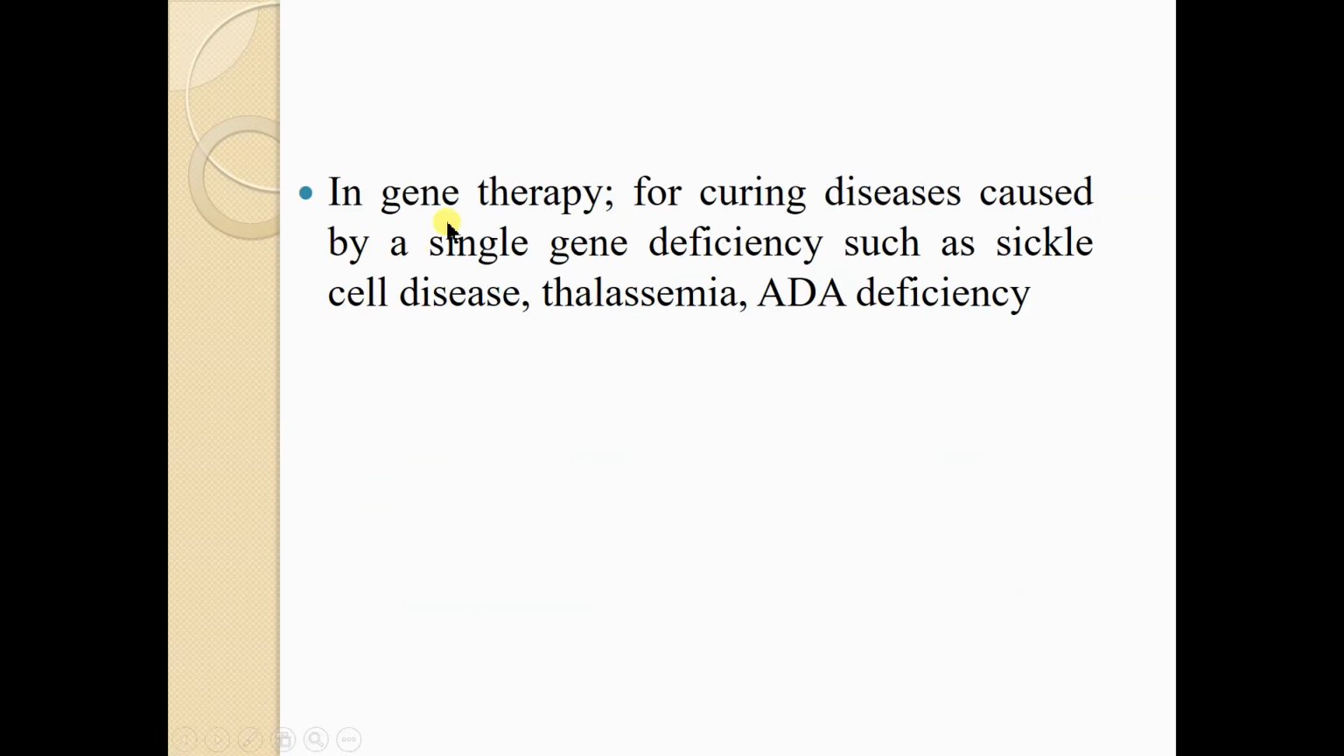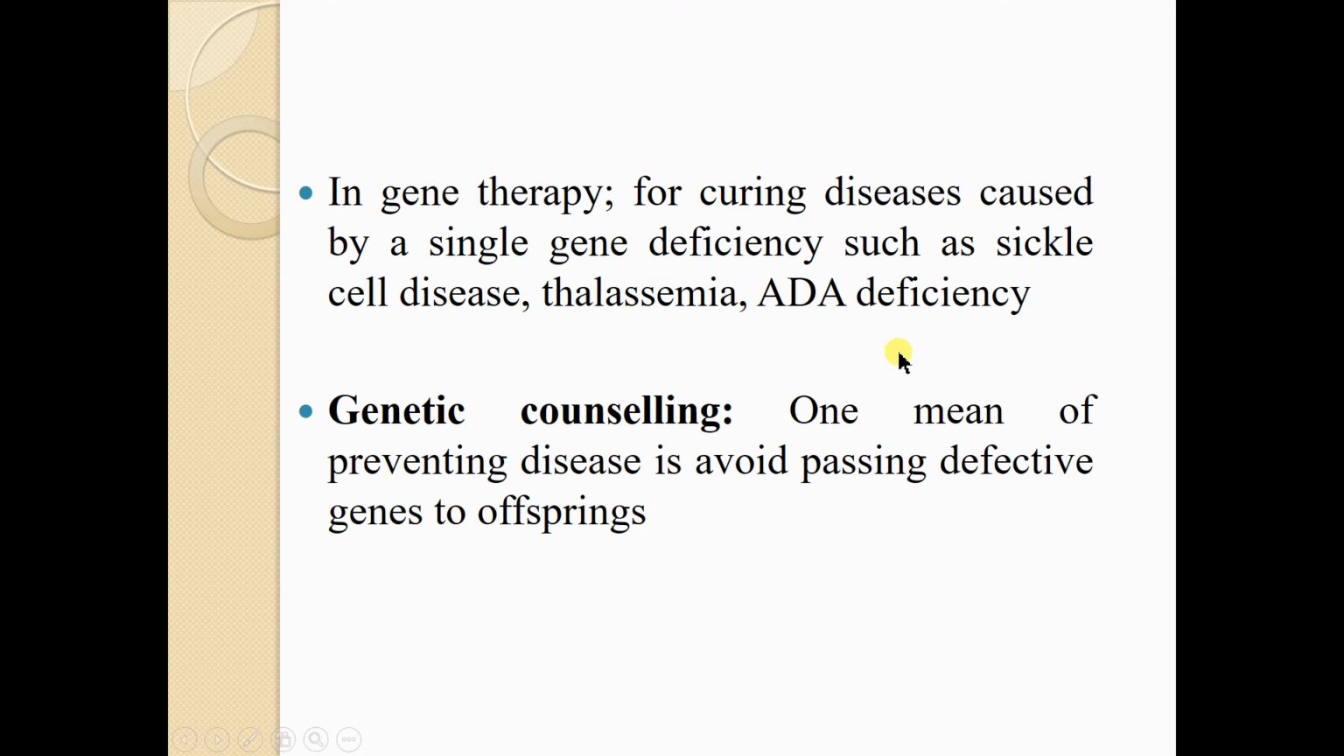Then in gene therapy, in certain disorders, if mutant DNA is present in the diseased person, then in place of this mutant DNA, normal DNA is inserted into the person's genome. So a normal protein can be synthesized by gene therapy. The whole topic of gene therapy we will discuss in the next lecture. In that case also we use recombinant DNA technology for curing diseases caused by single gene deficiency, such as sickle cell disease, thalassemia, and adenosine deaminase deficiency. In that condition also recombinant DNA technology is useful.